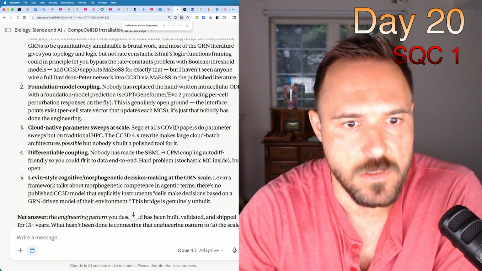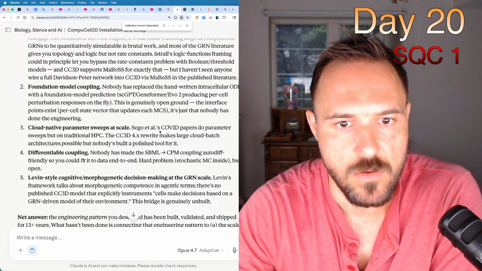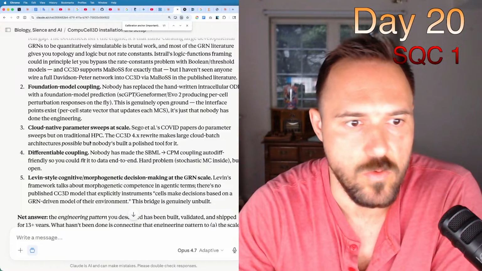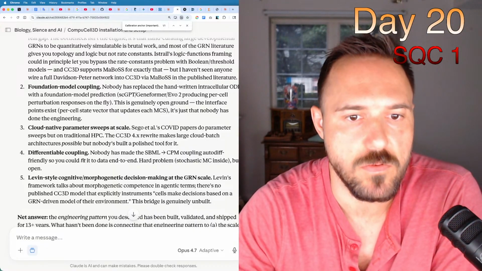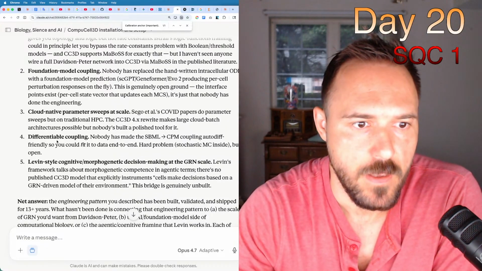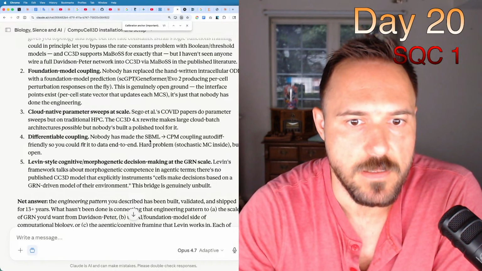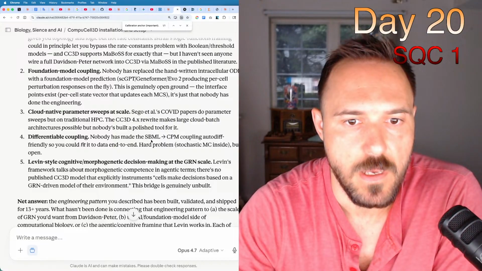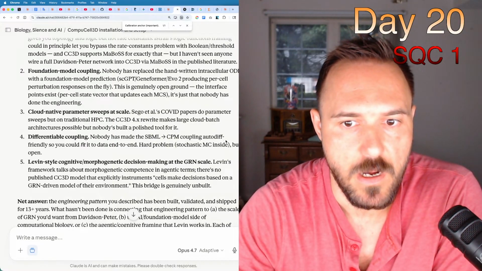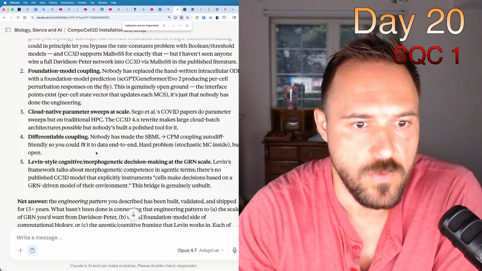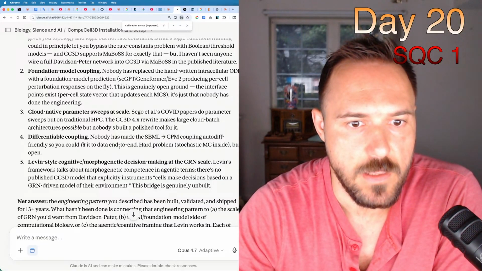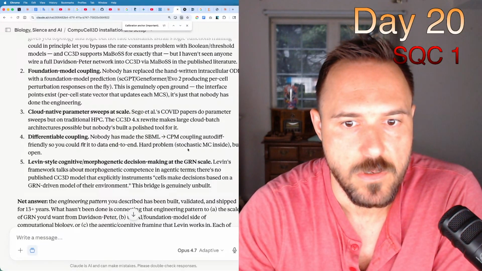Cloud-native parameter sweeps at scale. The COVID paper does parameter sweeps, but on traditional differential coupling. Nobody has made the SBML coupling after the differential so you can feed data end to end. Hard problem, stochastic MC inside, but open.